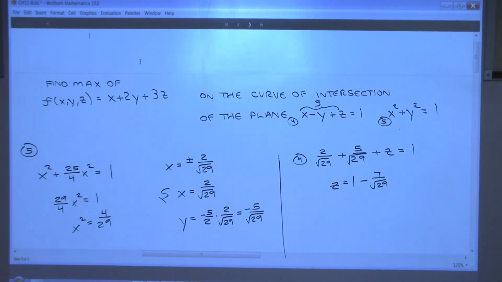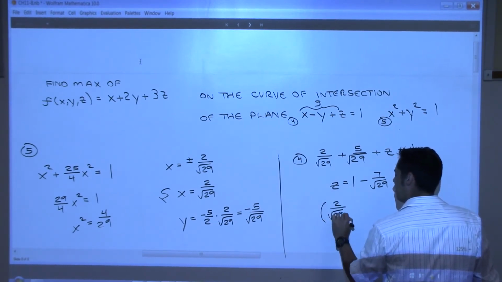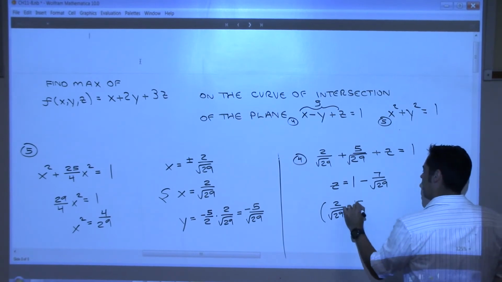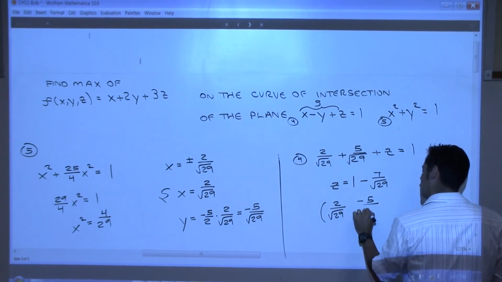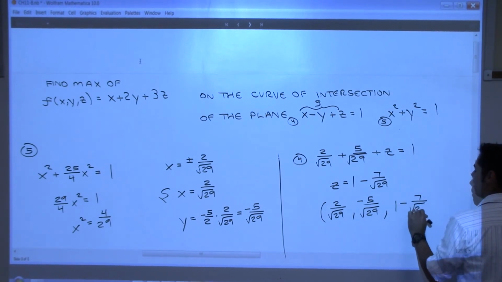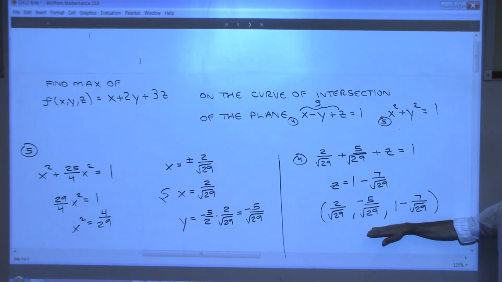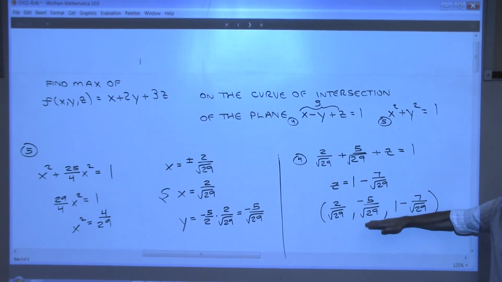So I found an x, y, z, didn't I? So it appears that 2 over root 29, negative 5 over root 29 and 1 minus 7 over root 29 is one place of interest, right? Now, I could go and try and find out what lambda is, I could go figure out what mu is, but I don't need it. Here's x, y, z right here.